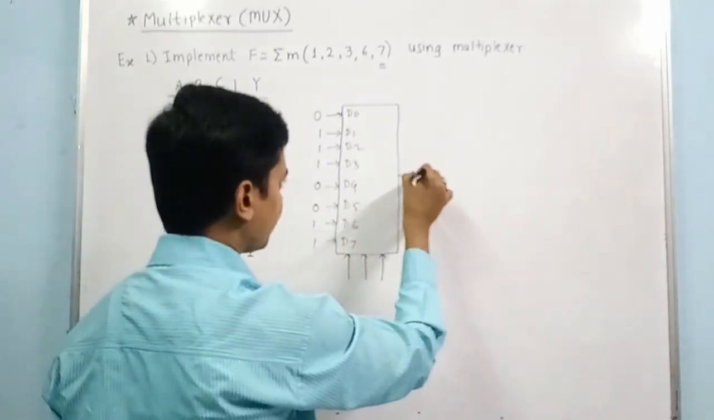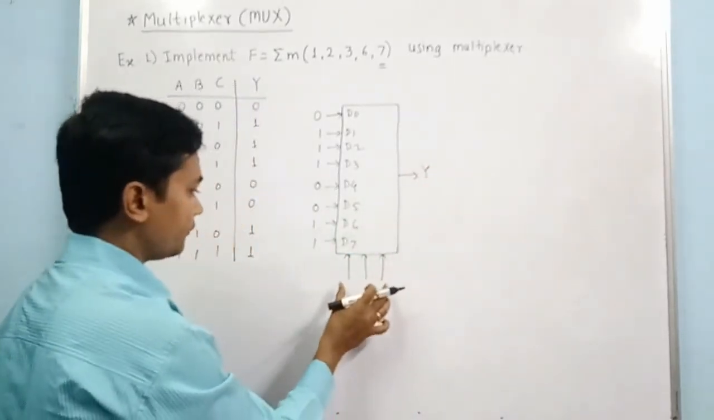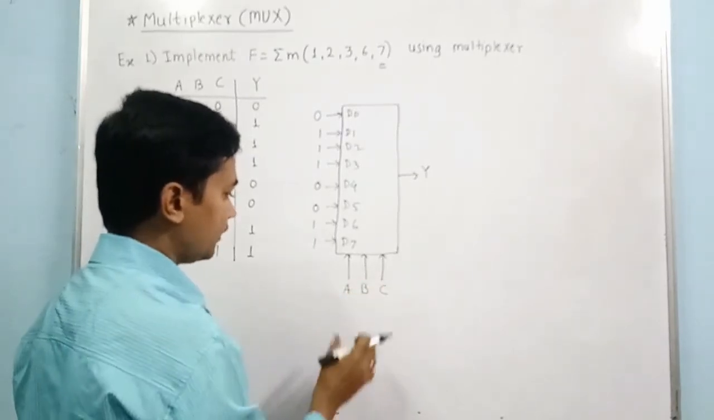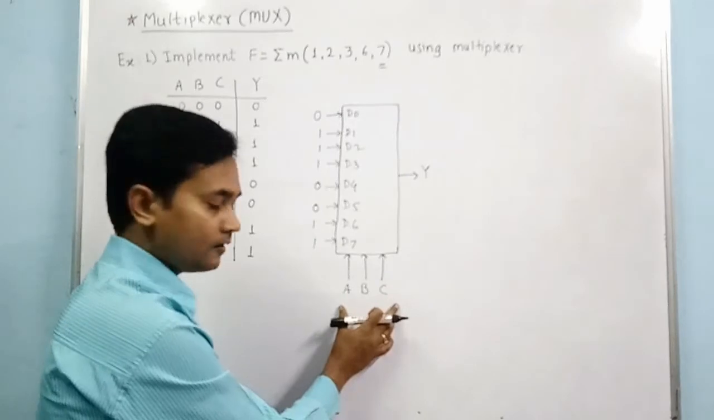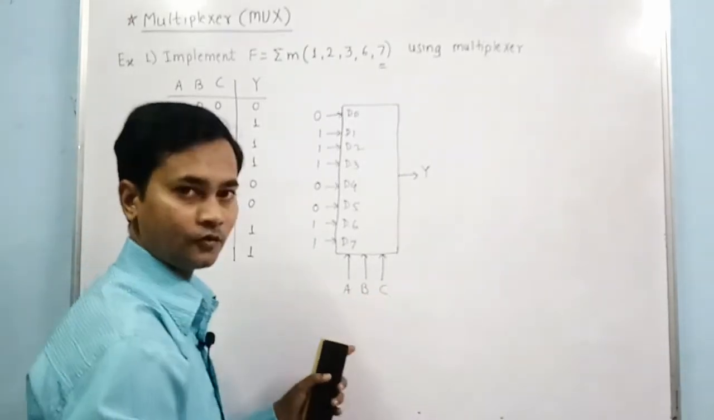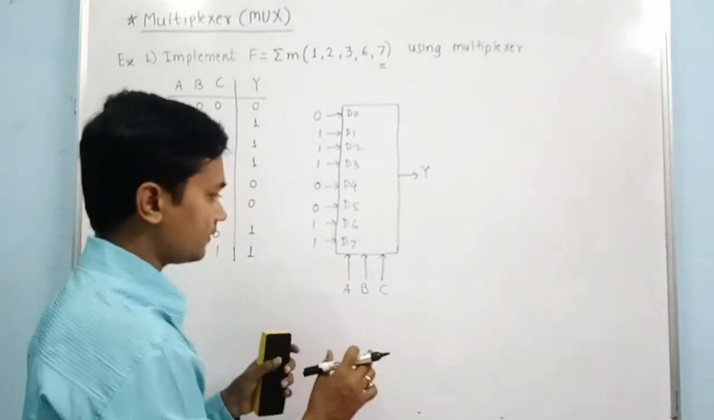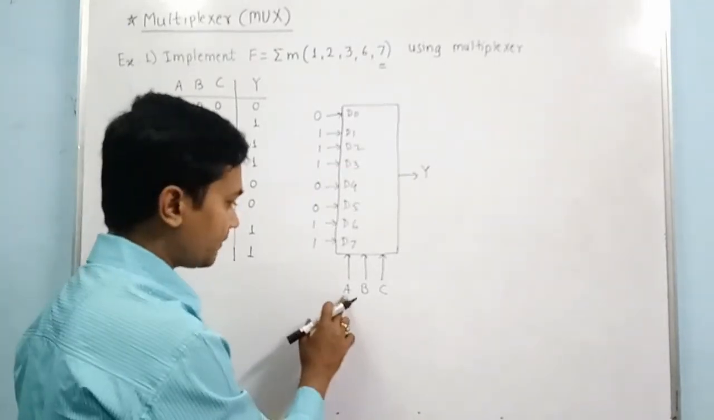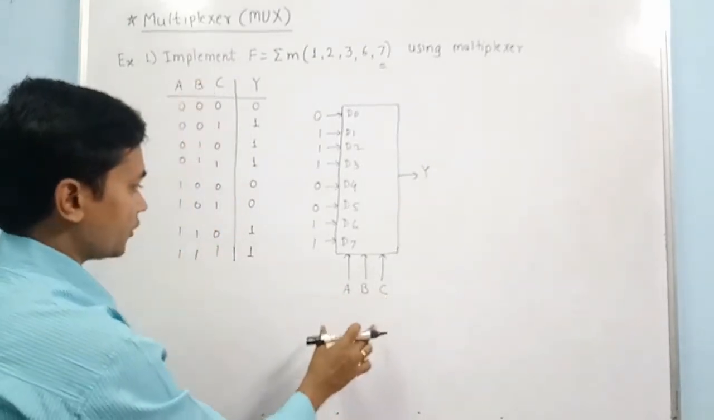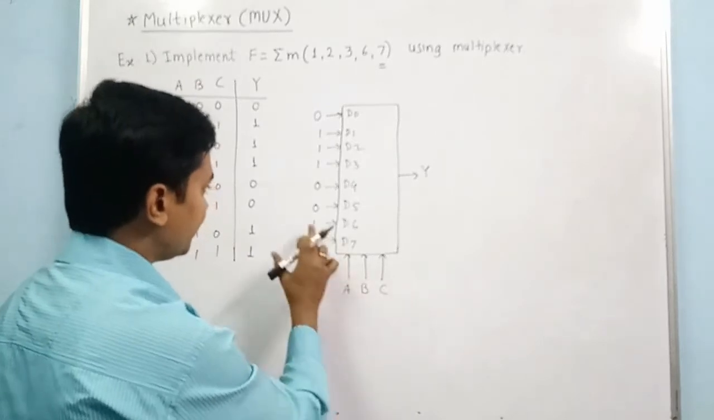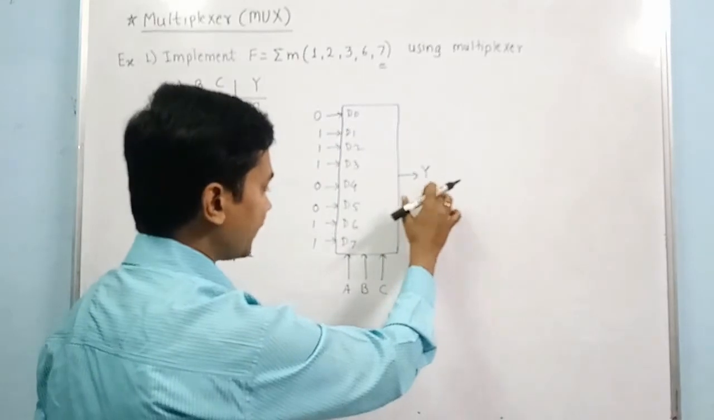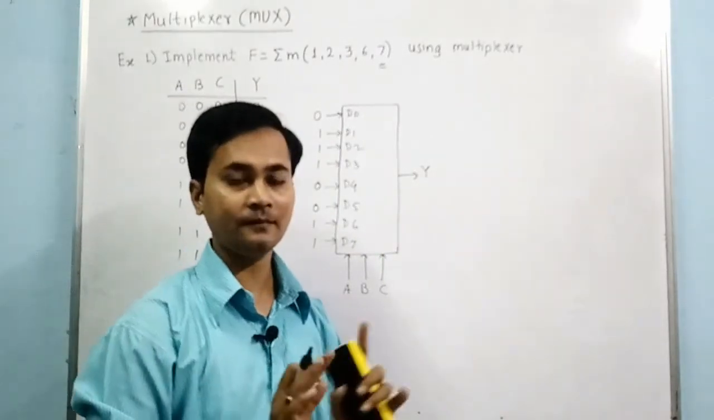Okay, so whatever inputs you will provide here, I will consider here A, B and C. Okay, so as per this ABC combination, instead of S0 S1 S2 I have written here A B C. So name doesn't matter. Okay, only the sequence matters. Here I am considering A as MSB and C as LSB. Okay, so here you can see, as per this bit combination, this particular input state will be transferred to the output line. Okay, so this is very simple.